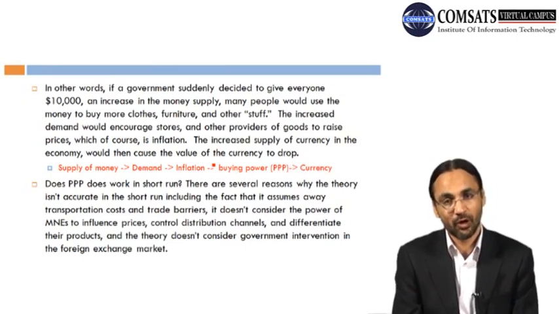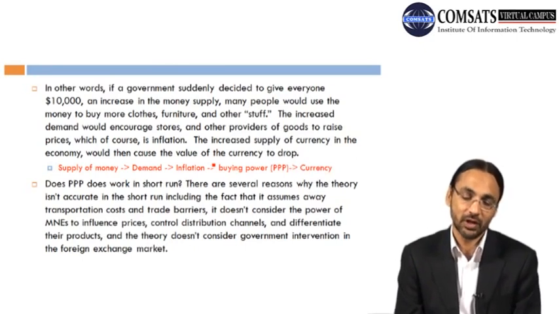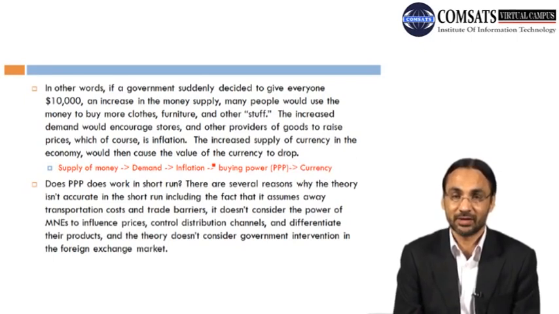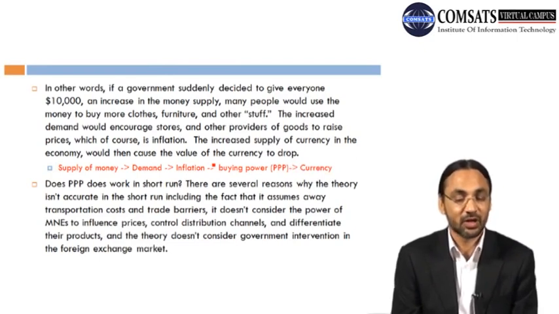Okay, what's the flow of these activities? First of all, the supply of money is increased. What's going to happen with this? The demand for goods is increased. Because demand is increased but supply is not at par, inflation is increased. Because inflation is increased, buying power is decreased. The buying power of each person is decreased, and because of that, according to PPP, the currency should be depreciated against that main currency.